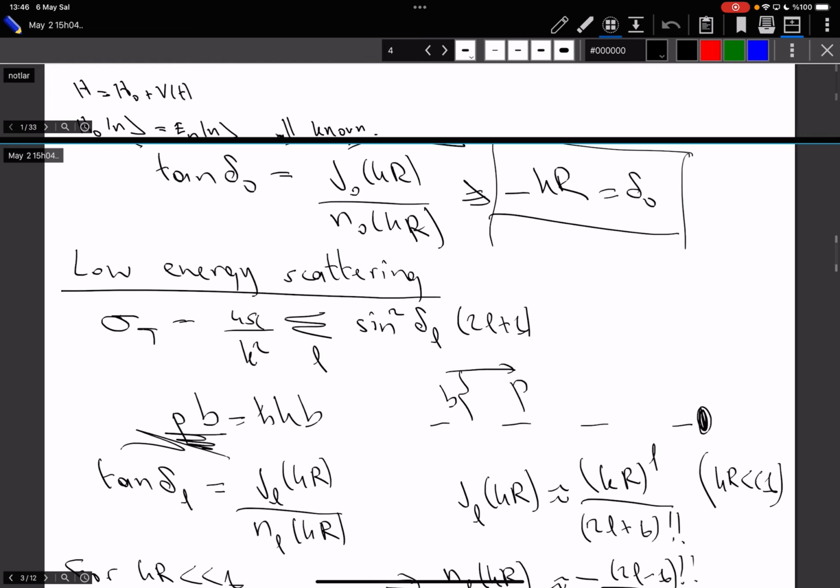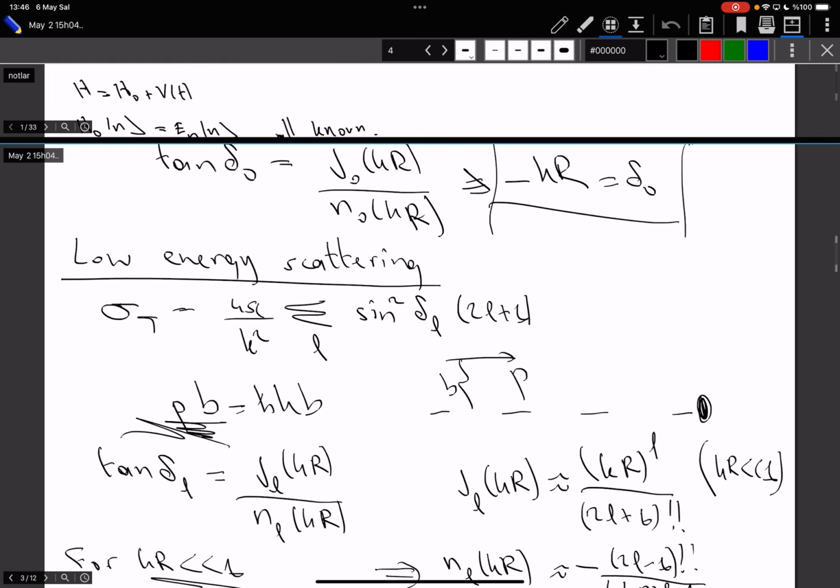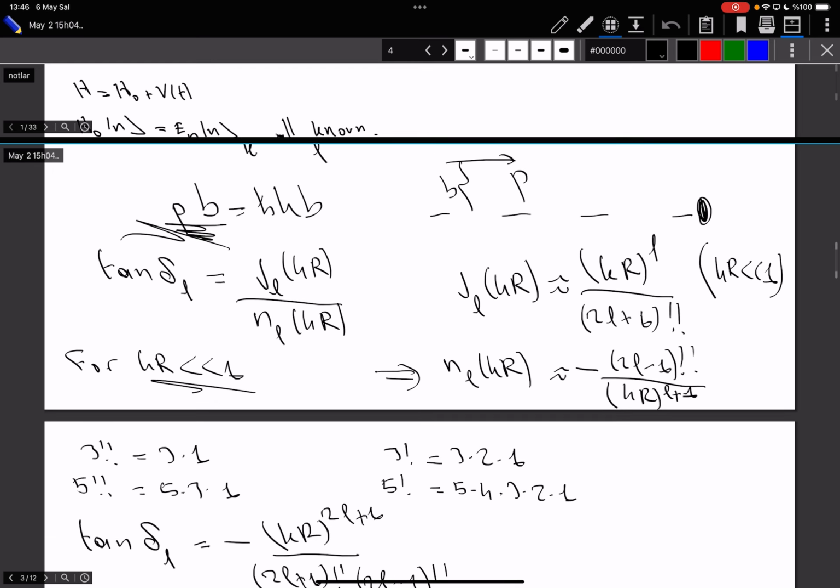And then we looked at the several limits. In the low energy limit, one of the important things that we showed was we have only the small angular momentum contributing. The dominant contribution comes from L equal to 0. This is what quantum mechanics tells us, but that is also what we expect from classical physics.